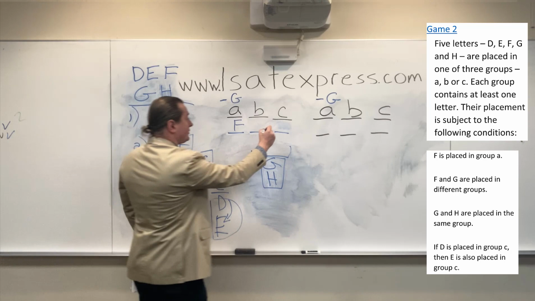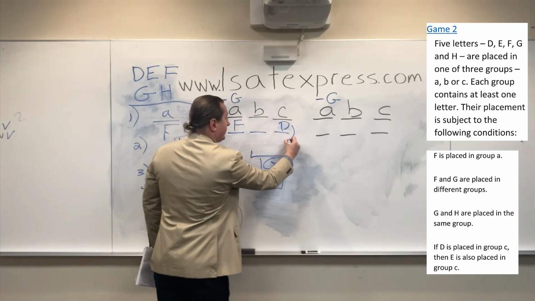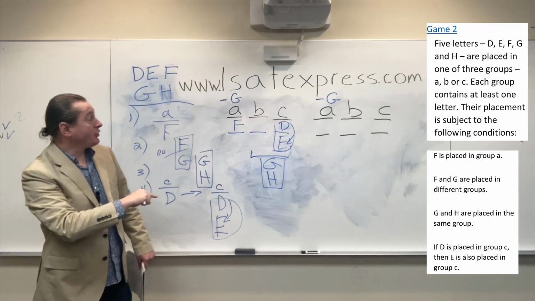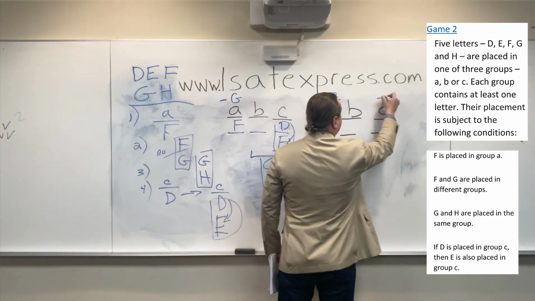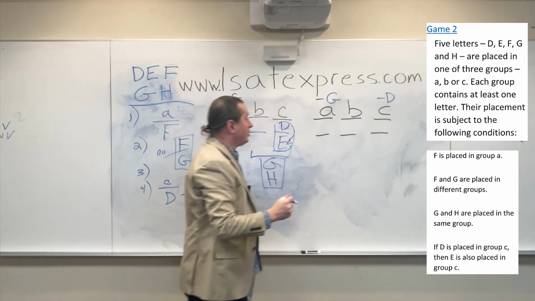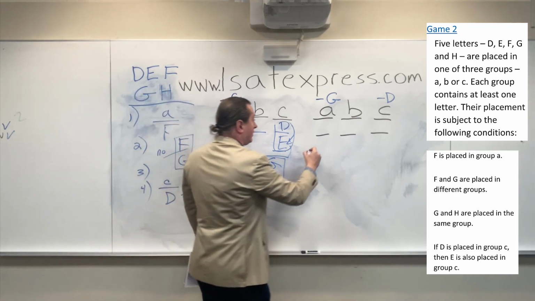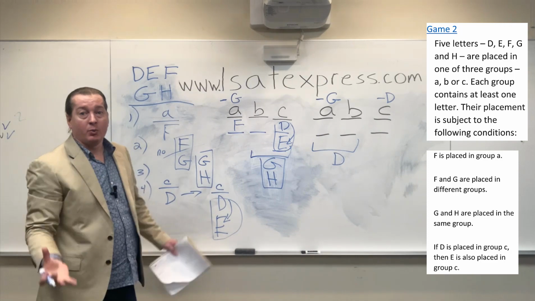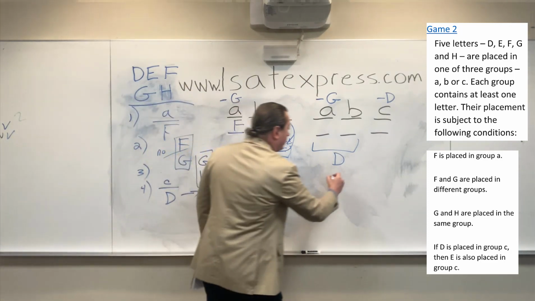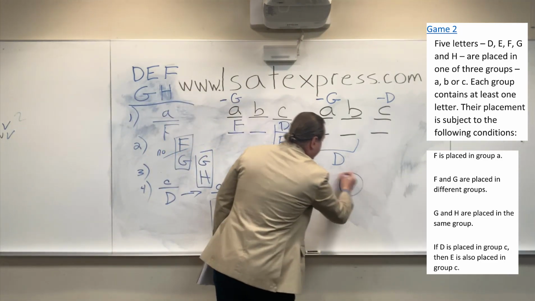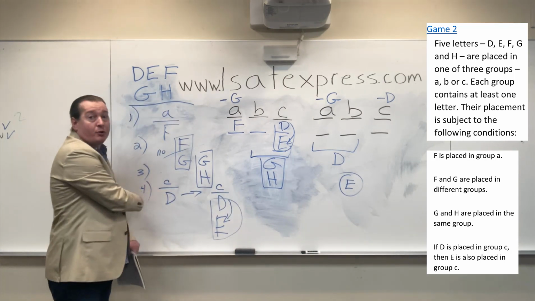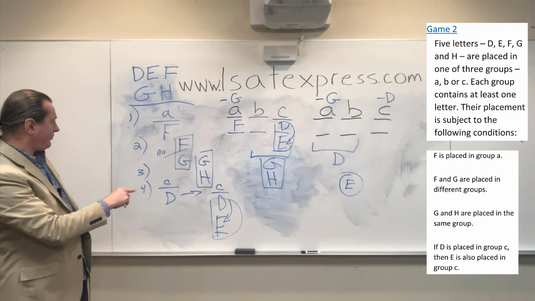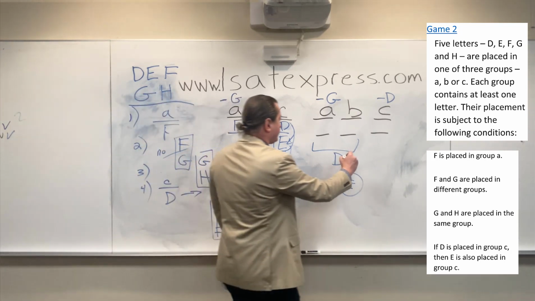Scenario 1, D is in Group C, which means his mother is with him. So both D and E, both of them in Group C. Scenario 2, D is not in Group C. So I'll write no D, no D. And let's see. That means he goes in Group A or B. Where does Eleanor go? Could go anywhere. Eleanor, Rule 4 essentially doesn't even apply anymore for Scenario 2. Okay. And then who's left? We've got our GH block.